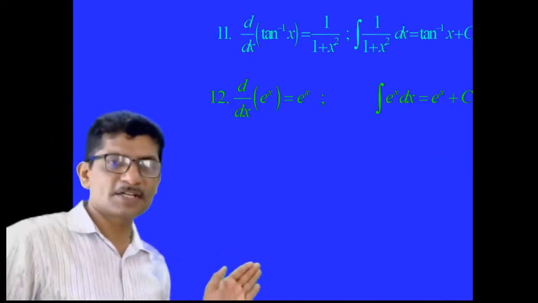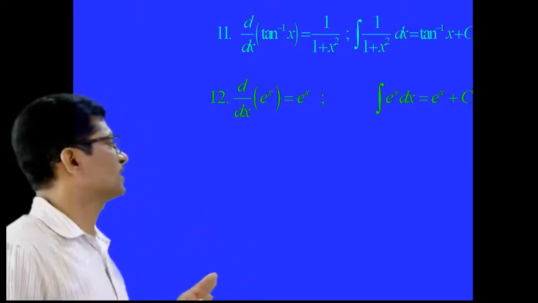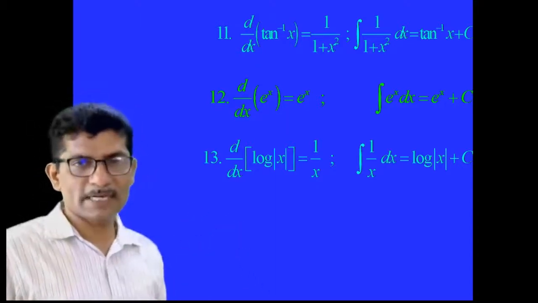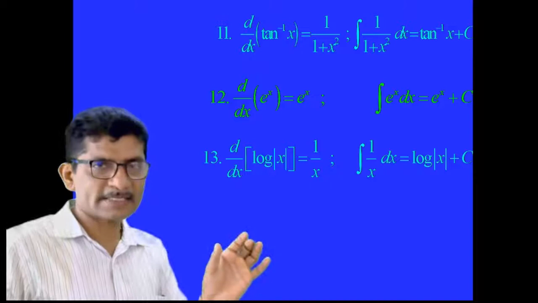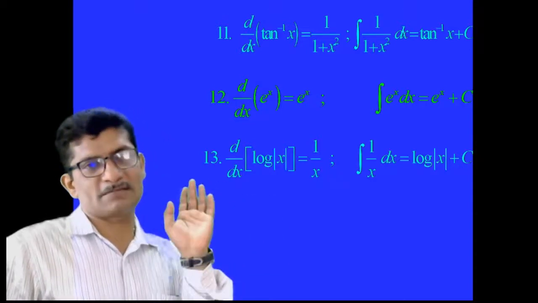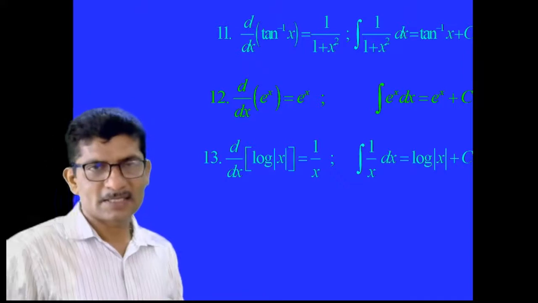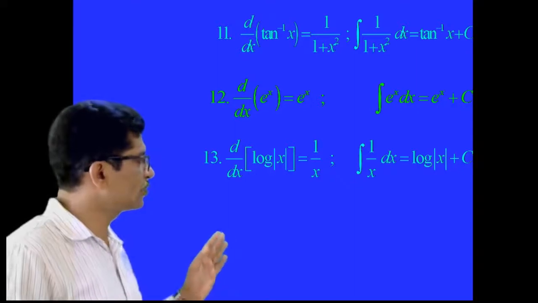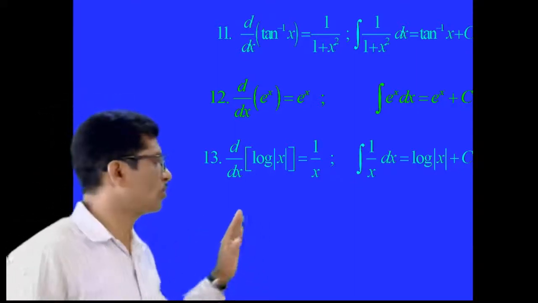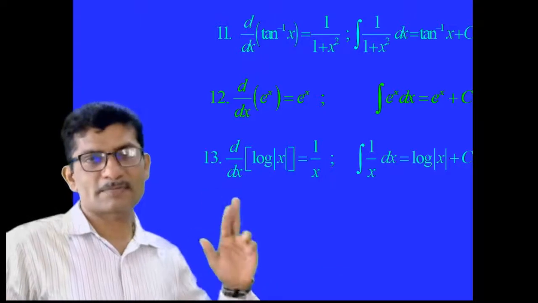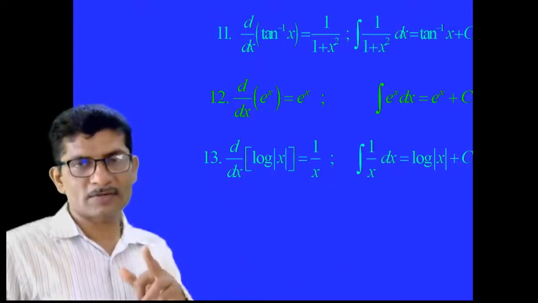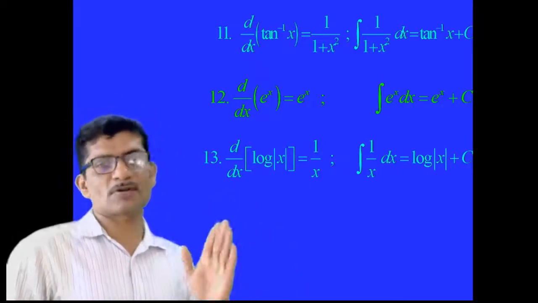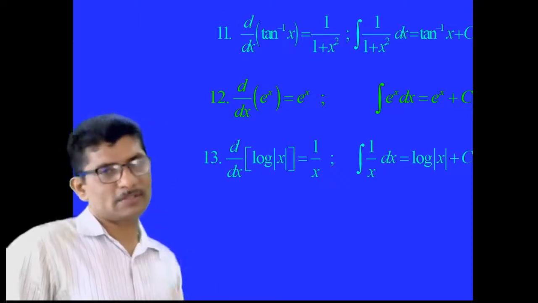Thus, similarly, the derivative of e to the power x with respect to x is e raised to x, and integration of e raised to x with respect to x is equal to e raised to x plus integral constant. And derivative of log x with respect to x is equal to 1 by x. For log x, the domain is always the set of positive real numbers. Therefore, taking the modulus sign, it's clear. The similar integration of 1 by x with respect to x is equal to log of modulus x, because whether x is positive or negative, you can take it positive only, because the domain of the log function is always the set of positive real numbers.